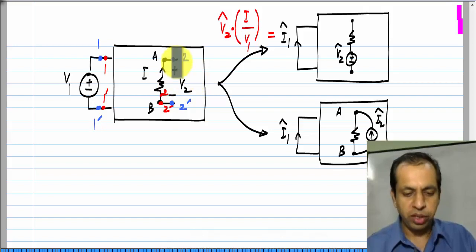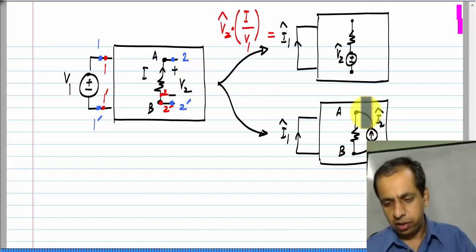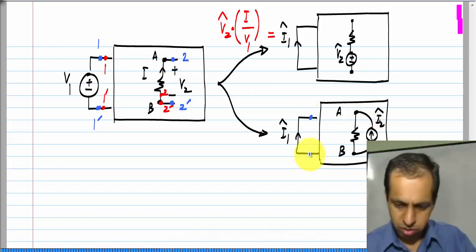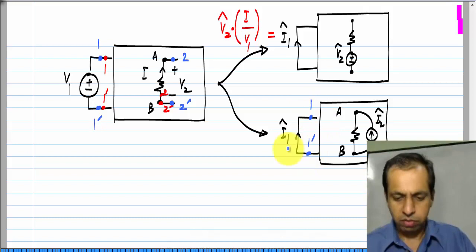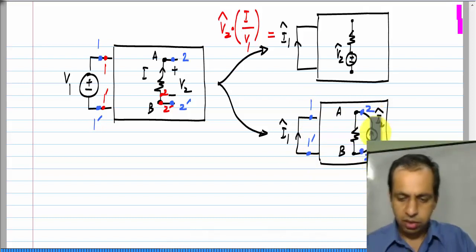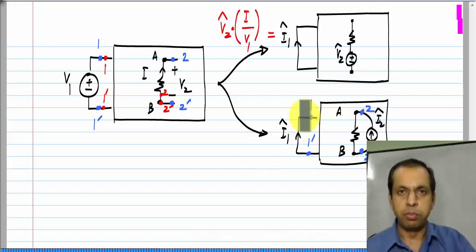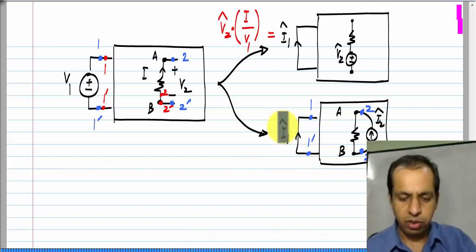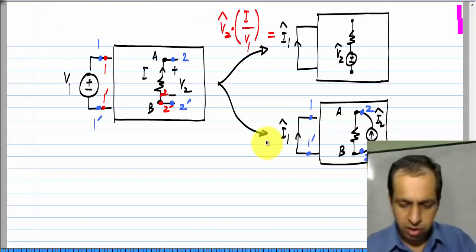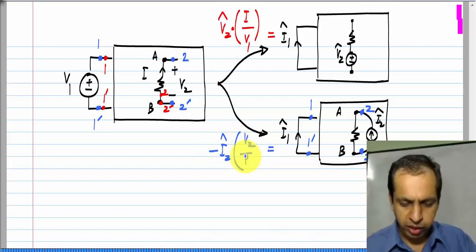This port 2 is open circuited here, nothing else is connected there. Okay. And now this is port 1 which is short circuited, and this is port 2 to which this current I2 hat is applied. Okay. So, again using reciprocity in terms of G parameters I can find out I1 hat, and I1 hat would be equal to negative of I2 hat times V2 by V1.